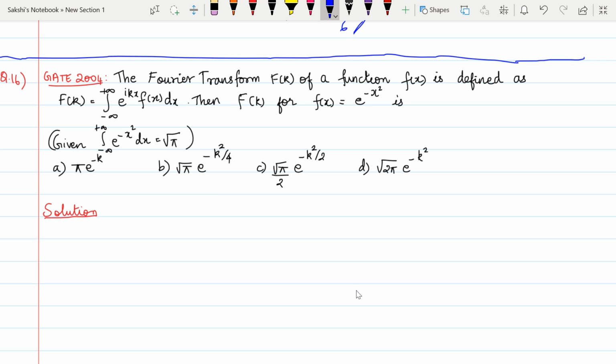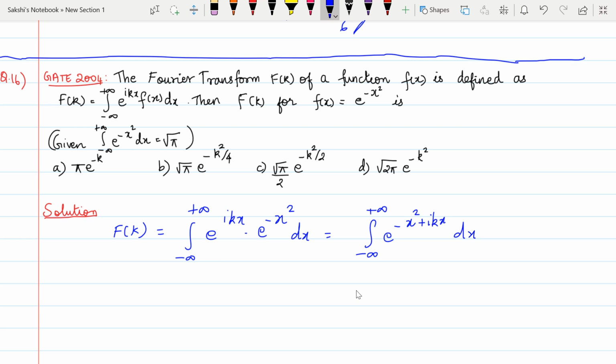Okay, so we know that F of k is equal to the integral from minus infinity to plus infinity of e power ikx times f of x dx. Now we have to find the Fourier transform of the function e power minus x square. So we can write this F of k as the integral from minus infinity to plus infinity of e power ikx dot e power minus x square dx. So I can write this as the integral from minus infinity to plus infinity of e power minus x square plus ikx dx.